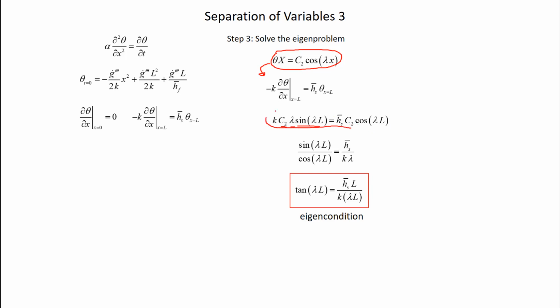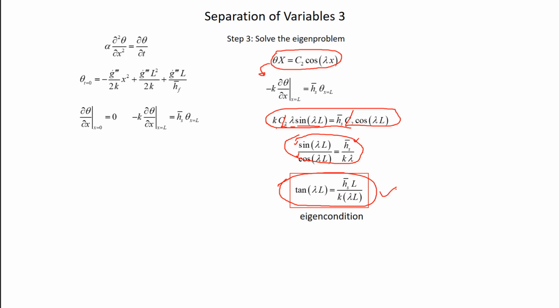So this, if I rearrange it, I have sine over cosine on this side, and over here I have h bar and then a k and a lambda, and the c2's cancel from both sides. Sine over cosine is tangent, so I have tangent of lambda L is h bar times L over k times lambda L. So this is my eigencondition, right? Again, whenever I have a convective boundary condition, I'm going to get an eigencondition that is not super easy to find the roots of, but definitely there are as many roots of this eigencondition as I want to look for, right? This can go on forever.